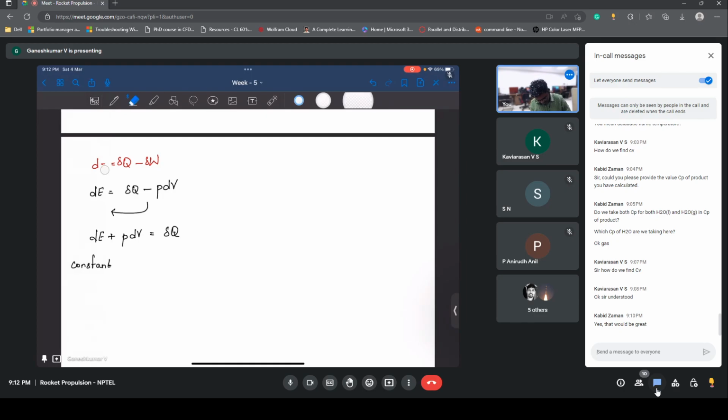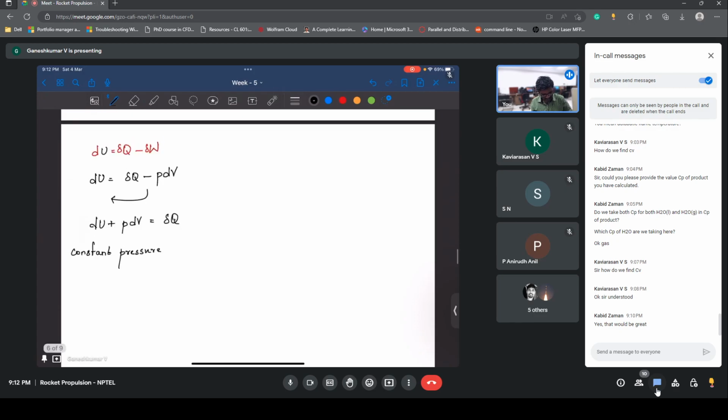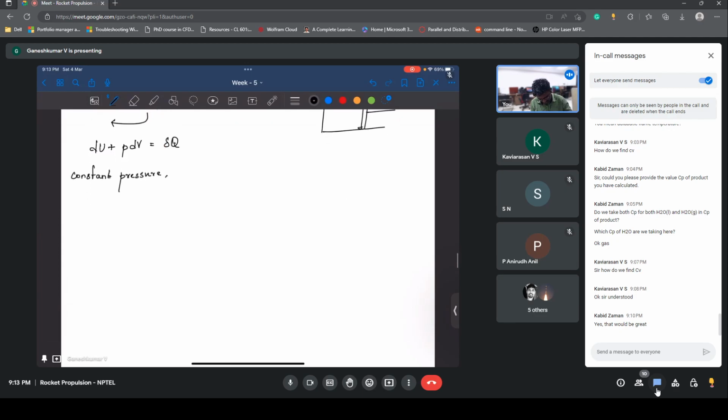So, basically, this E is nothing but internal energy. Let me change it to U, so that it's clear. Now, for a constant pressure process, which means I have a piston cylinder arrangement, and as the pressure increases, the piston just automatically moves so that pressure is maintained constant. For a constant pressure process, dU plus, you can take P to be inside, d(PV) is equal to delQ, right? So then you can write d(U plus PV) equal to delQ, where U plus PV is nothing but H.